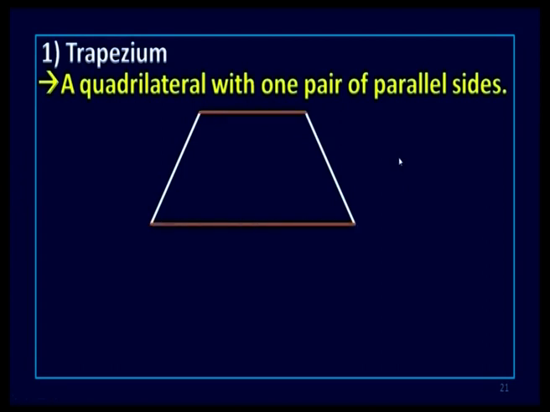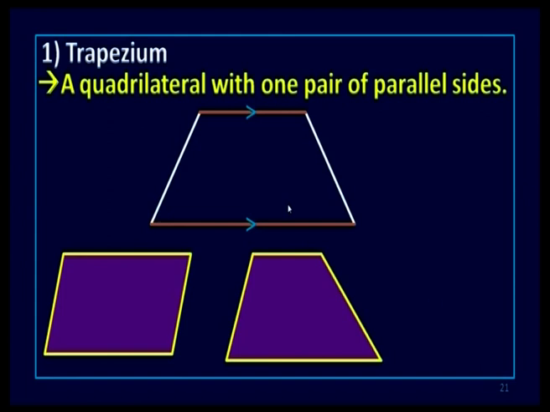Children, what am I doing here? Are you observing the highlighted sides here? Yes, these are parallel to each other. We can show it with the arrow mark here. Children, when we want to show parallel lines, we can use the arrow mark. So, I can say that these two sides are parallel to each other.